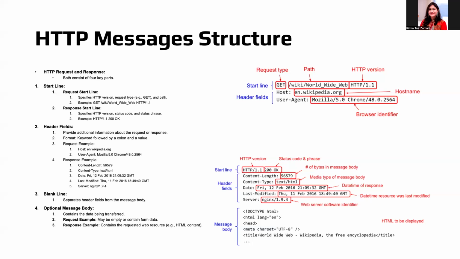So to summarize, an HTTP request and response both consist of a start line, header fields, a blank line, and an optional message body. Understanding these components is essential for anyone working with web technologies, as they are the backbone of how web browsers and servers communicate.